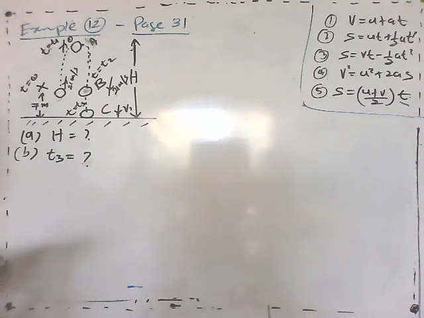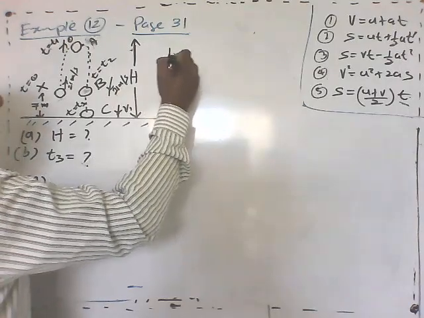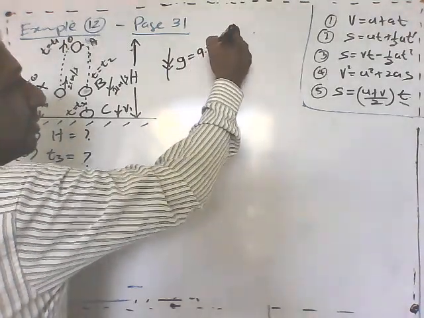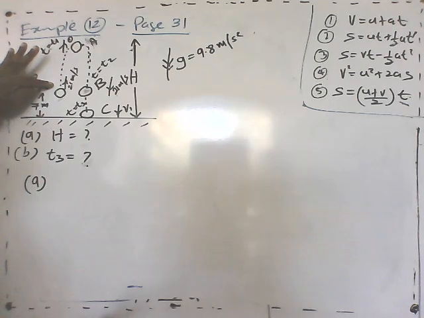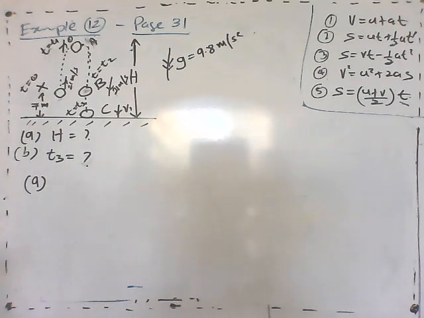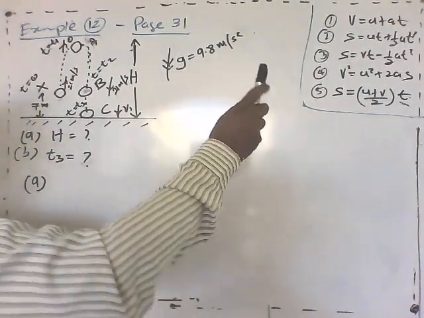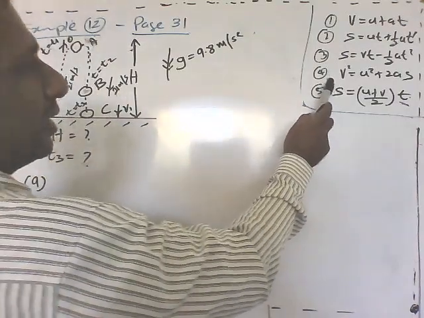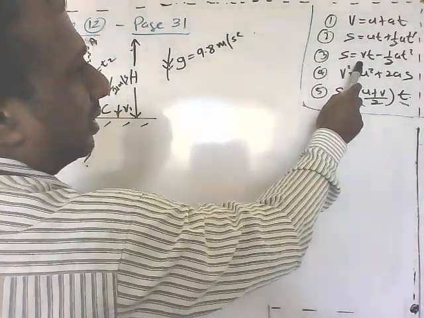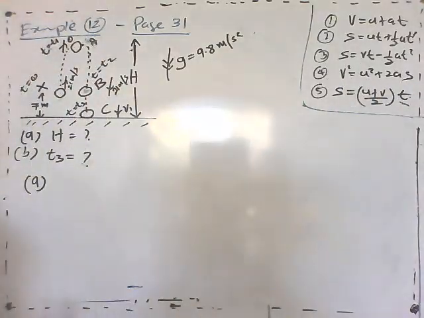So now we'll see how we are going to approach this. Part A, and I will mark the gravity. G is equal to 9.8 meters per second square. That also we will mark. Now part A, what we want is H. We'll see how we are going to attempt that. If we take all the equations, we don't know t1, we don't know the time, so definitely when the equations involve t, we have to omit them. So this is the only thing we can use.